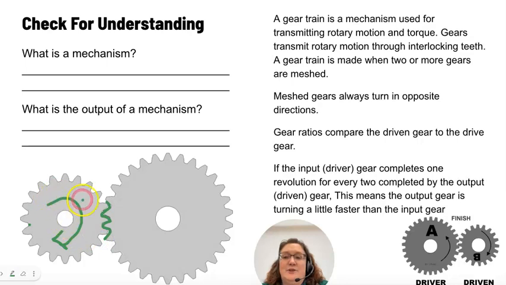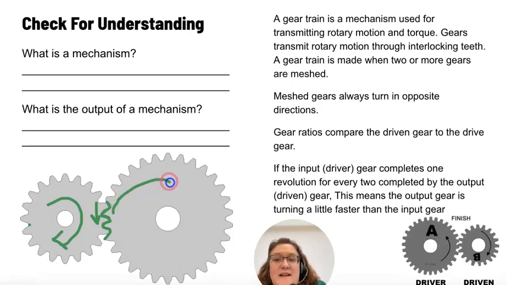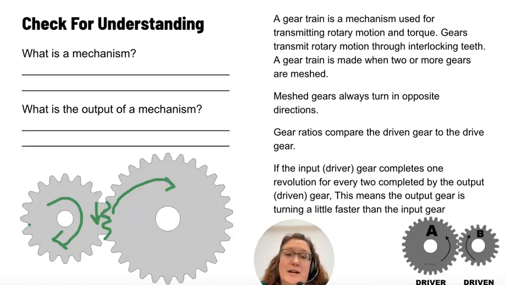So as this first gear turns, it causes a downward force here on these teeth, which basically catches these, forcing them in the opposite direction. So as this turns that way, this one goes the opposite way. So meshed gears are always turning in opposite directions.